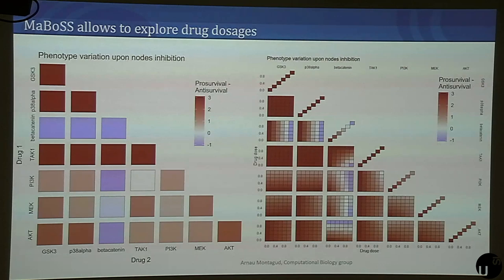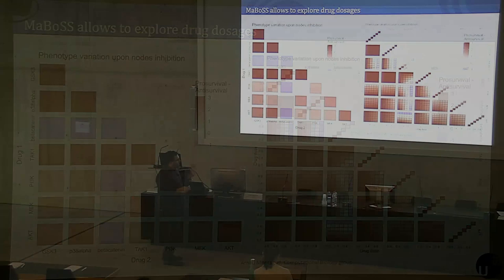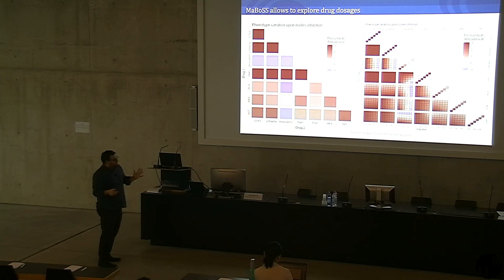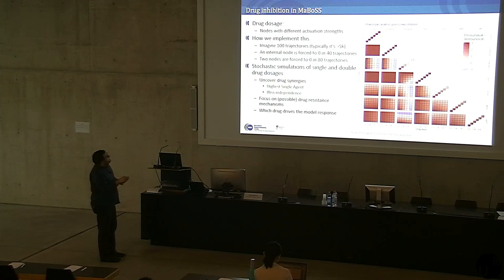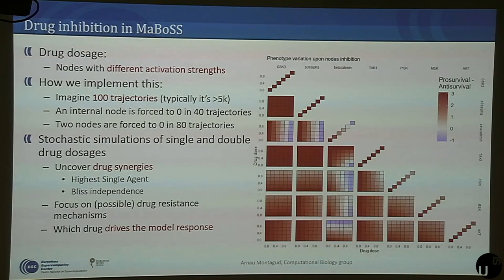So for instance, you see that in this case, the connection of beta-catenin with TAG1, both of them are equally dominant. I mean, you only see the anti-survival when you have beta-catenin. Well, in the others, there's only one of them that is taking the lion's share. So depending on how you want to study this model, this tool allows you to study a bit more fine grain. And now, for instance, you can study these different activation strengths, in which you can uncover drug synergies using Bliss independence or whatever. And then here you can focus on possible drug resistance mechanisms, because in fact, you can see how this trajectory shifts in one of the paths of the state transition graph. And then again, which drug drives the model response.